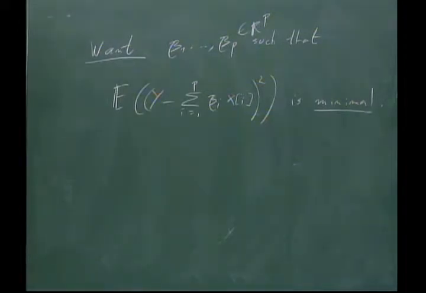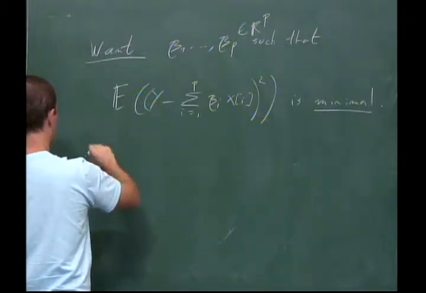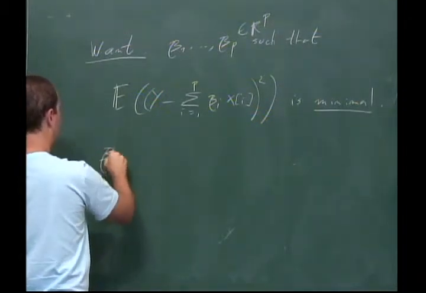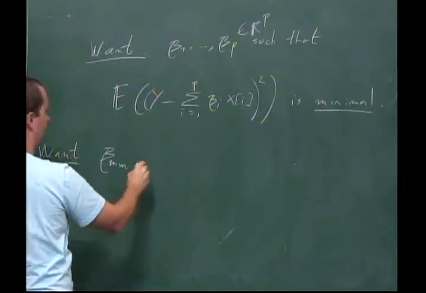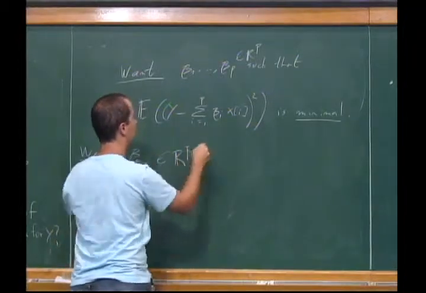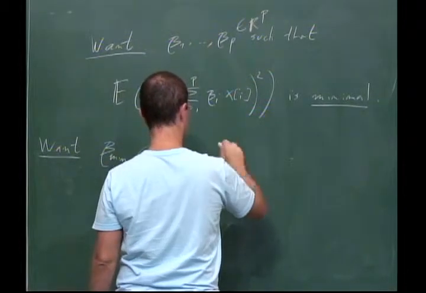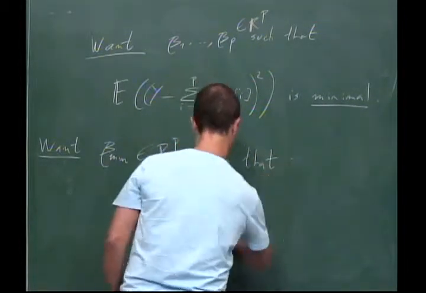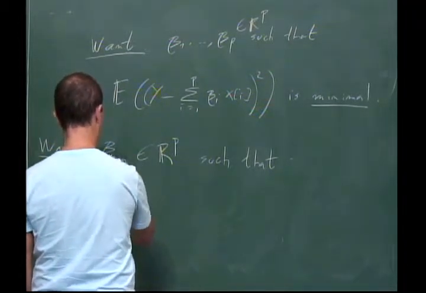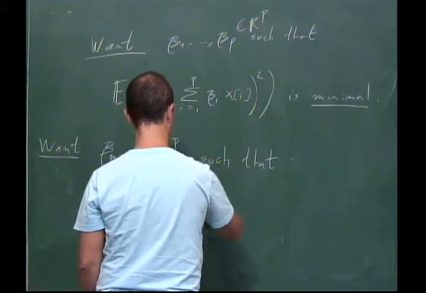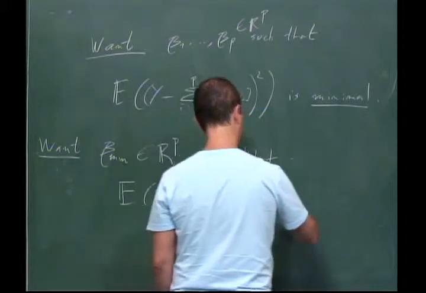And now there's a vector way to write this. You want a vector in R^p, which is the vector of these coordinates, such that the expectation of y minus the inner product of x and beta, squared, is minimal.